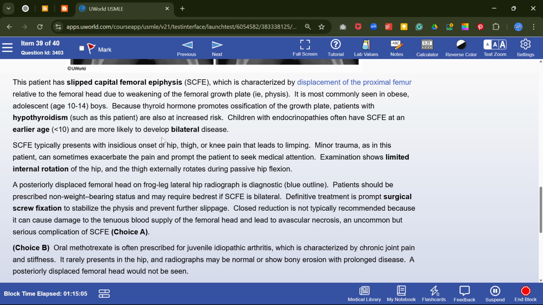Definitive treatment of SCFE is prompt surgical screw fixation to stabilize the physis and prevent further slippage. Closed reduction is not typically recommended because it can cause damage to the tenuous blood supply of the femoral head and lead to avascular necrosis, an uncommon but serious complication of SCFE.